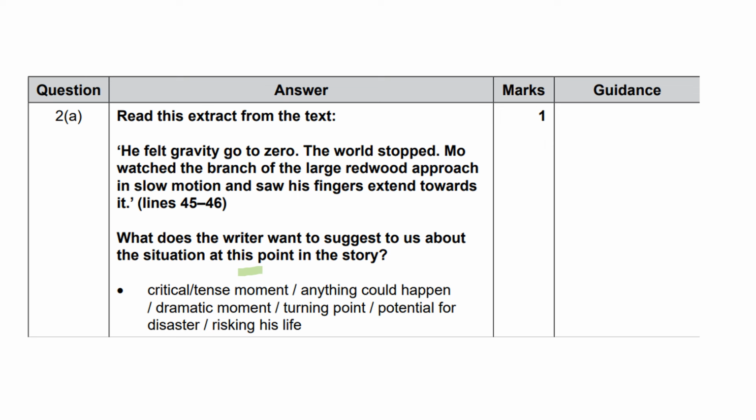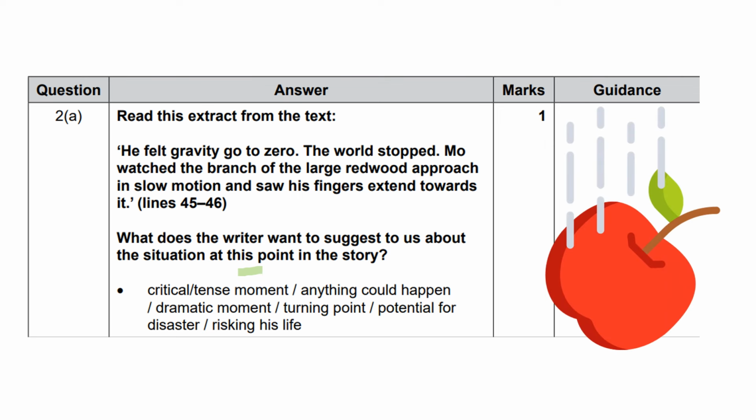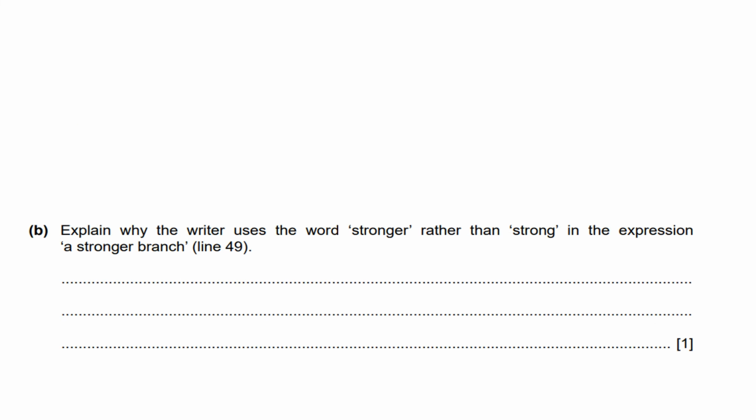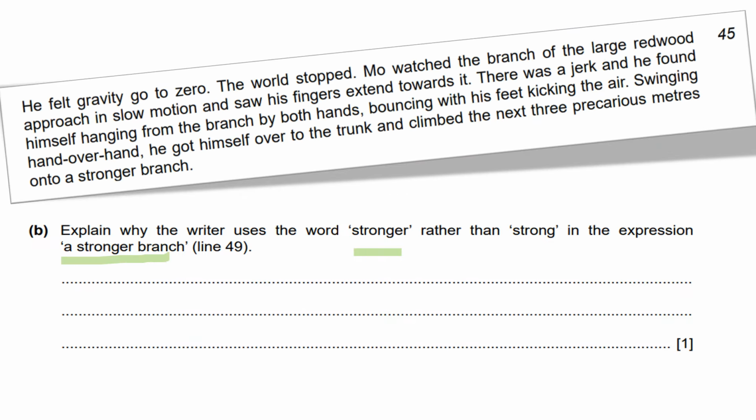So he thinks that gravity should go to zero. You know that due to gravity everything which drops comes to earth. So here the main character felt that gravity should go to zero so that he doesn't fall on the ground, and the world stopped. Now the next question, B part, is: explain why the writer uses the word stronger than strong in the expression a stronger branch. This is in line number 49.